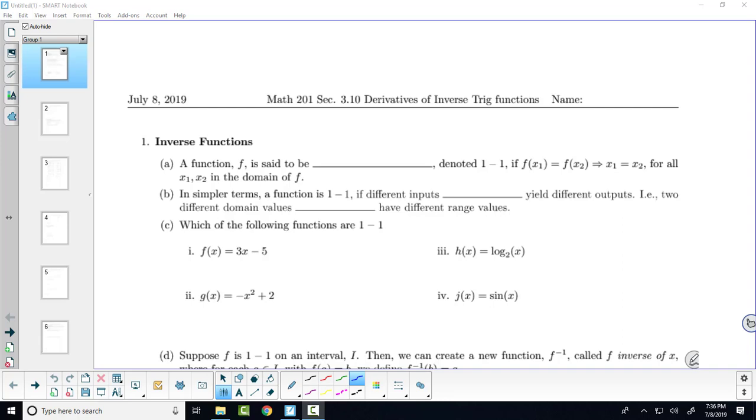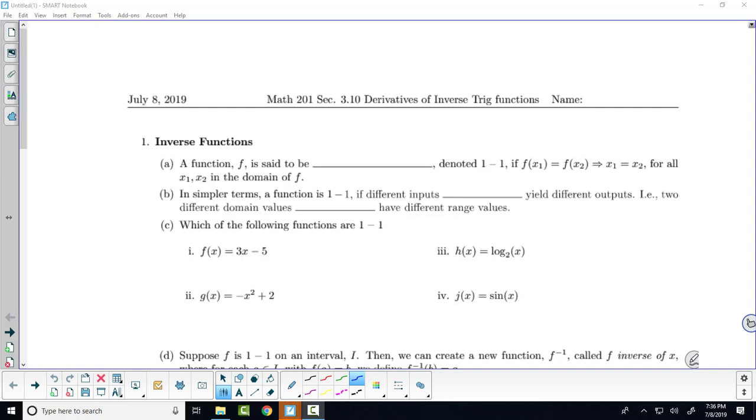Before we jump into the derivatives of the inverse trig functions, let's just review some of this procedure, because I think this is worth going through. First of all, what is an inverse function? Well, before we can even get there, it turns out not all functions are invertible. We cannot undo all things.